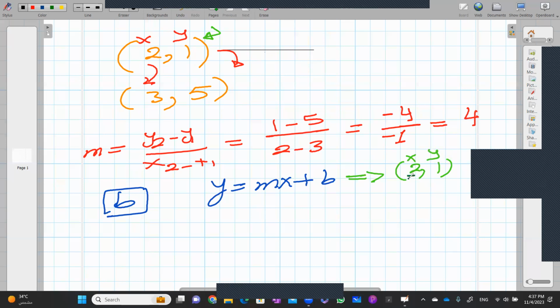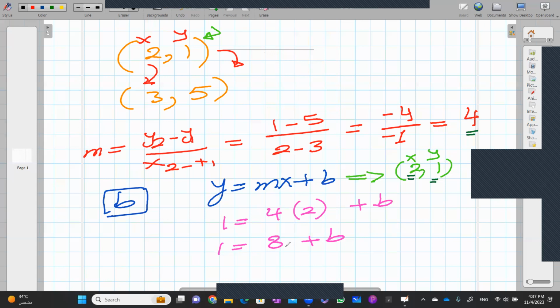I remove x and write 2, remove y and write 1, remove m and write 4. Y is replaced by 1, m is replaced by 4, x is replaced by 2, and b is unknown. 4 and 2 like this means multiply. 4 times 2 will be 8 plus b. How can I solve now?